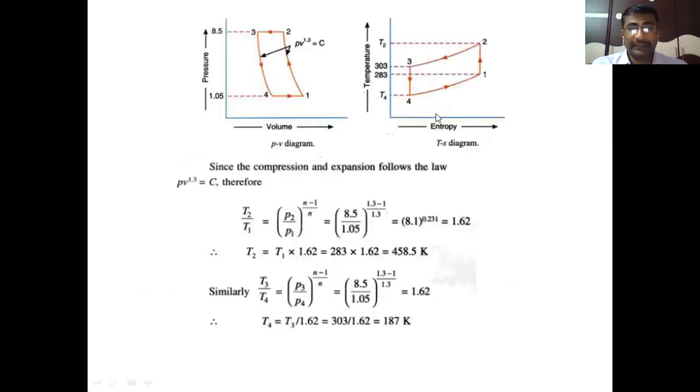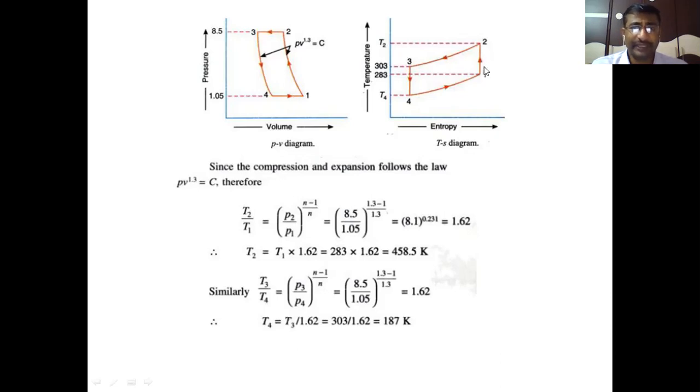Here the PV and TS diagrams are shown. 1 to 2, as we know, is polytropic compression, not isentropic. 2 to 3 is the constant pressure heat rejection. 3 to 4 is the polytropic expansion. 4 to 1 is the constant pressure heat absorption. The corresponding TS diagram is this. The lines 1-2 and 3-4 are not exactly vertical. These are slightly inclined lines because the process is not isentropic, it is polytropic. Clear? The temperatures at 1 and 3 are given as 283 and 303 Kelvin.